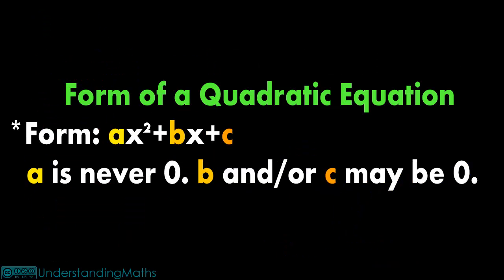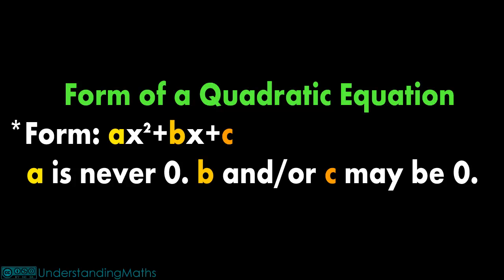Yes, x squared plus 7x plus 12 is a quadratic equation. Quadratic equations are always in the form of ax squared plus bx plus c, in which a is never 0, but b or c may be 0. If a was 0, it'd just be a regular linear equation in the form of y equals mx plus c. This means that the defining property of the quadratic equation is that it has x squared in it.